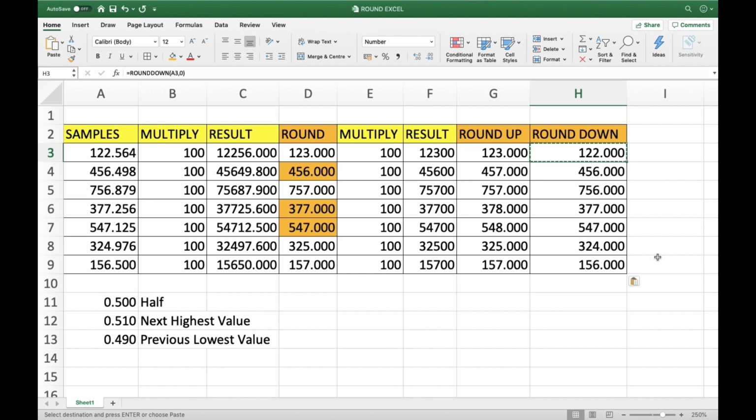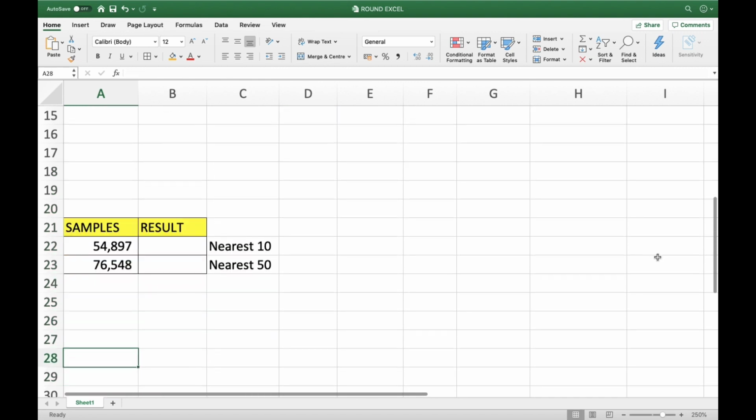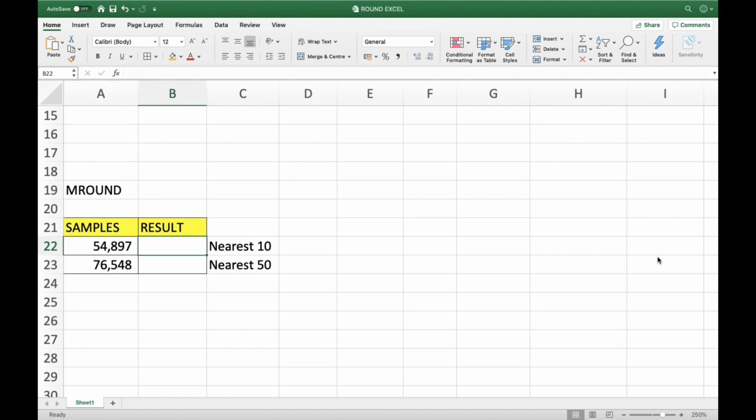You can use this wherever it is required in your Excel. Okay, now let's move on to the next formula which we are going to learn today. The formula is known as MROUND, multiple of round. So I have these sample numbers. Now I want to go to their nearest 10 or the nearest 50 number. So here in 54,897, the nearest 10 would be 54,900. So how do you do that?